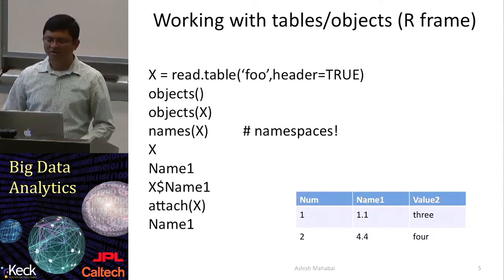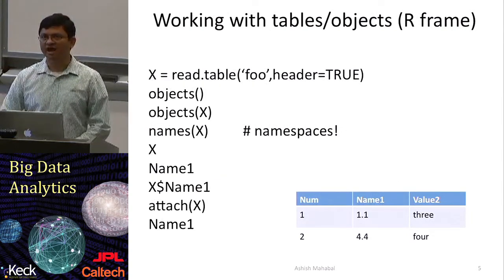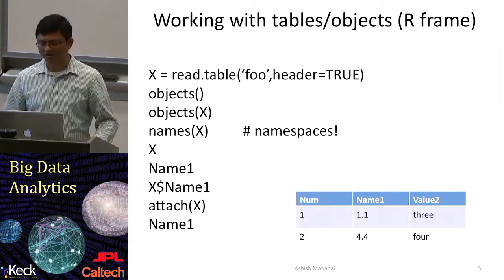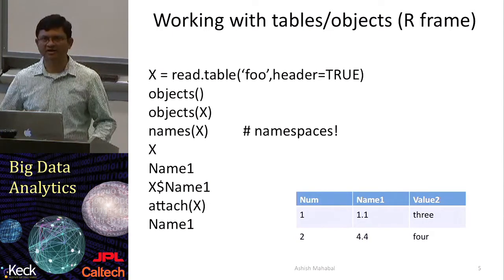Another important construct is an R frame. And an R frame is easy to read into. So you can have a simple space-separated file. So here I'm talking about a file that contains simply 3 lines. The first line has num space name1 space value 2, and the next 2 actually have some values, 1 space 1.1 space 3 and 2 space 4.4 space 4, right? What you see in the table on the right hand bottom.